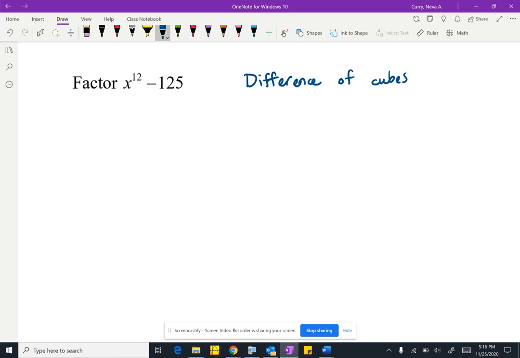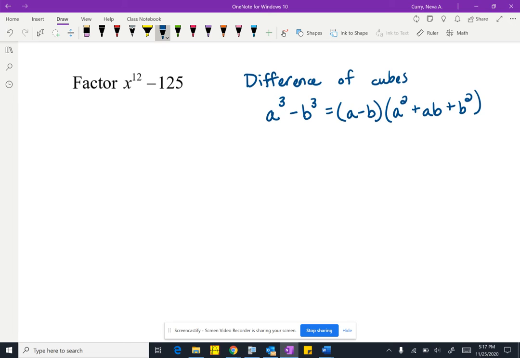And just as a friendly reminder, hopefully you have it written somewhere in your notes, but we'll write it again, and you should definitely make sure you have this. A cubed minus b cubed would factor into a minus b times the quantity a squared plus a times b plus b squared. And that's the difference of cubes.